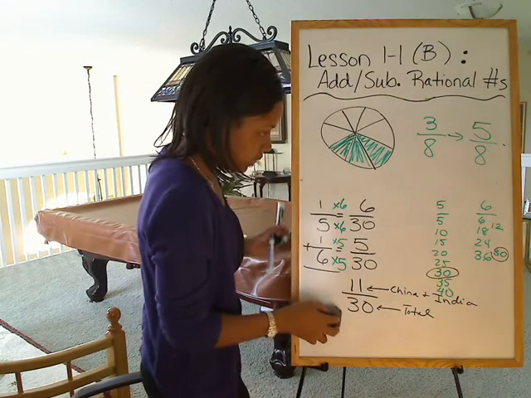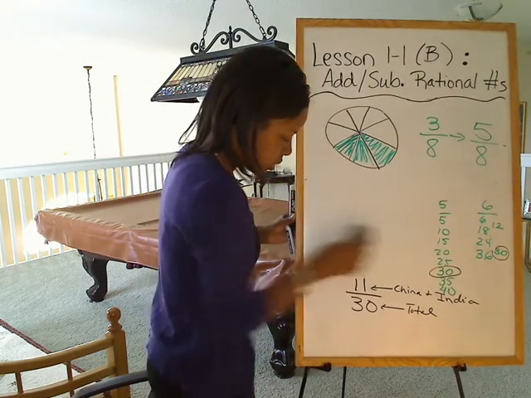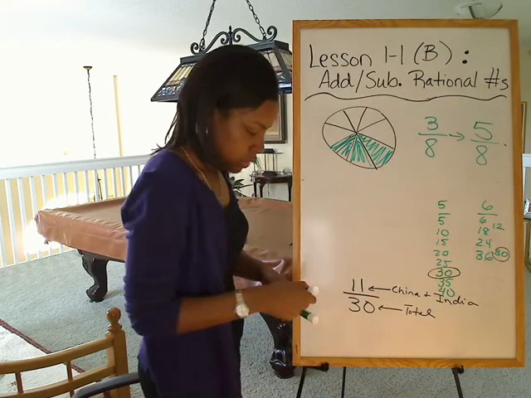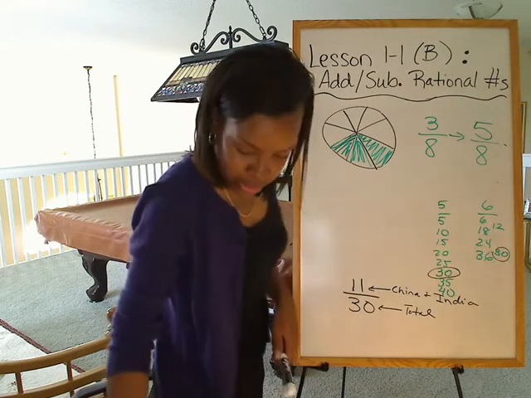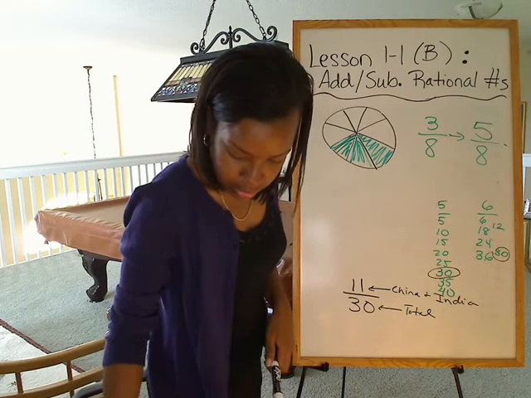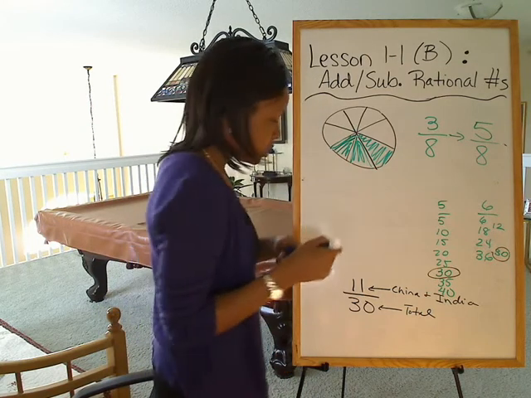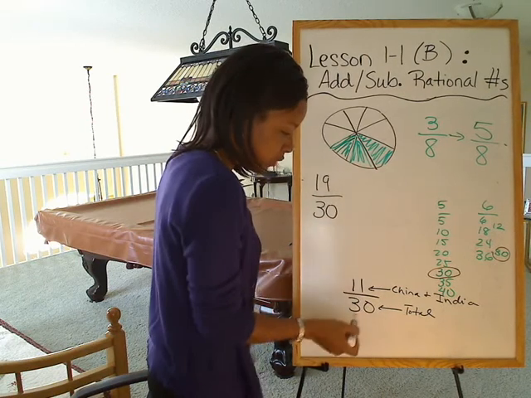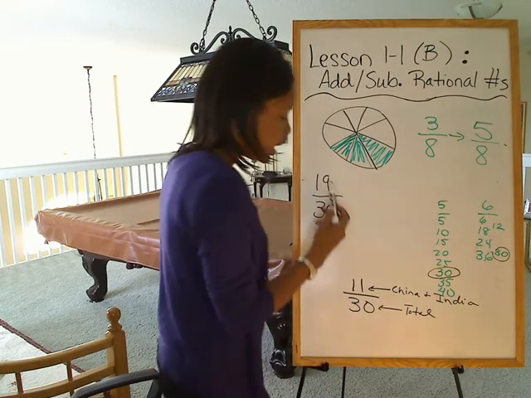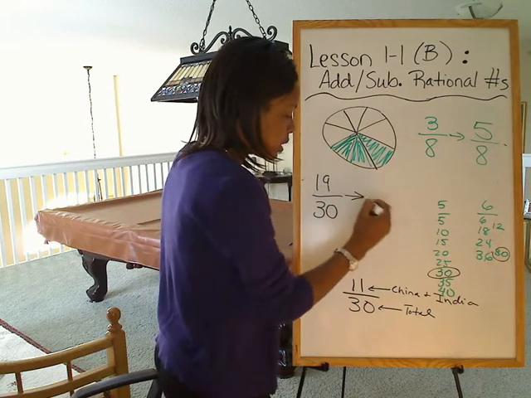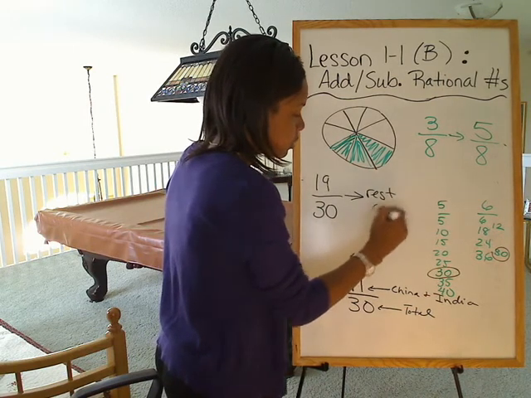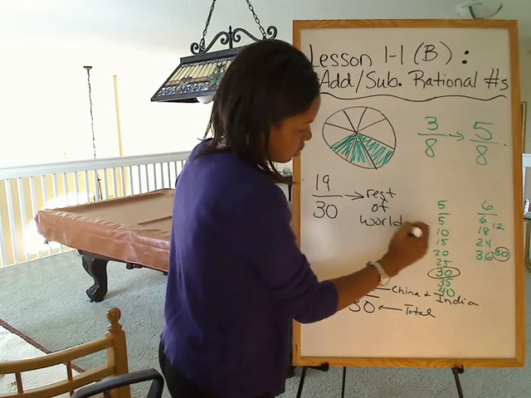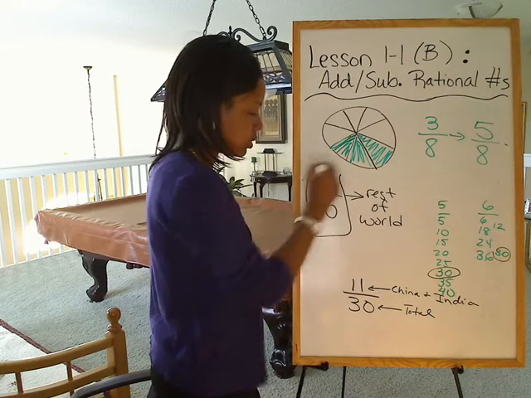So in this case, 11 over 30 is China and India out of 30. So what's left over? If you do 30 take away 11, you get 19. So 19 out of 30 is what's left over. 11 out of 30 is China plus India. 19 out of 30 represents the rest of the world. Okay, so that's your final answer.